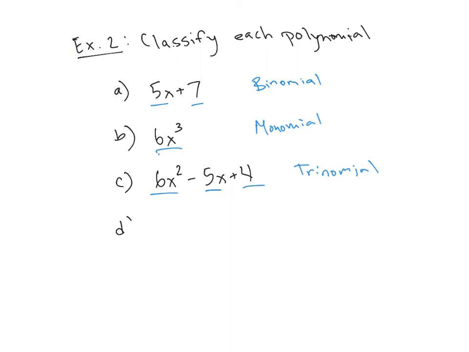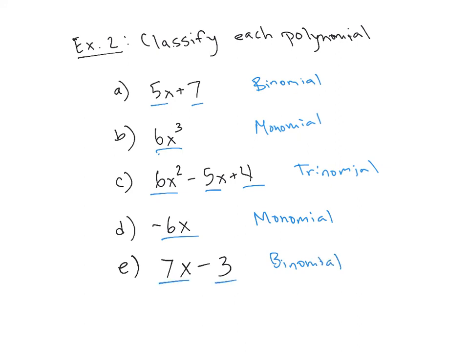So you go ahead and try this one. If I have negative 6x, would that be a monomial, binomial, or trinomial? Classify it and enter your answer when you're ready. Just 1 term, so hopefully you put monomial. Next one, let's say we have 7x minus 3. Classify that polynomial and enter your answer when you're ready. That'd be a binomial. We have 1, 2 terms.